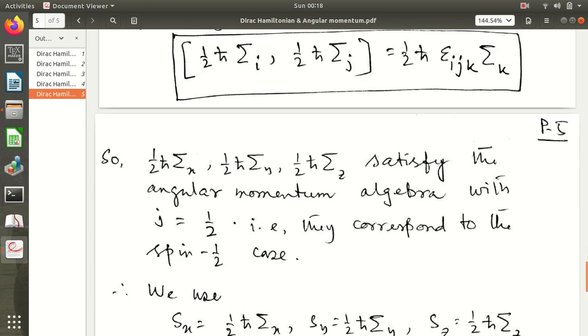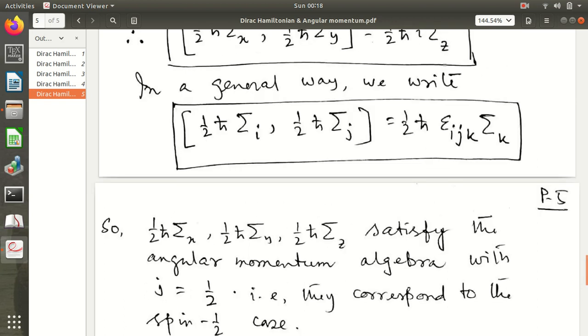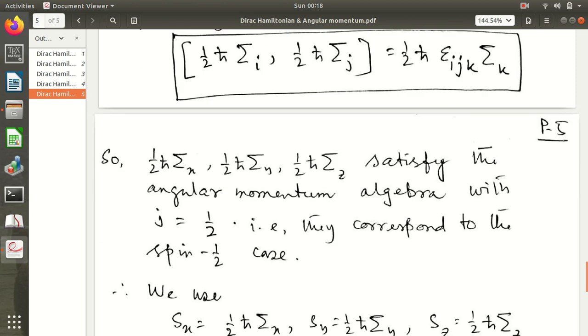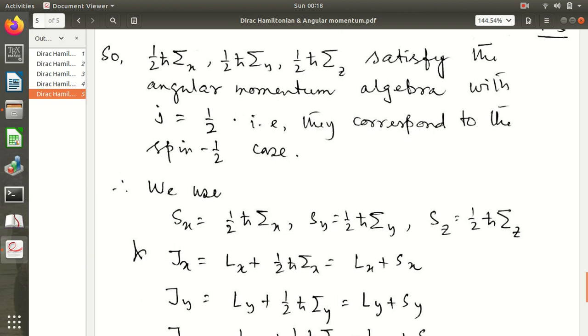This means that half ħ Σi and half ħ Σj satisfy the angular momentum algebra. They follow the angular momentum algebra with j equal to half. That means they correspond to the spin half case. So from the Dirac algebra, when we check which angular momentum component commutes with the Dirac Hamiltonian, it gives us directly the spin half case. That means electron spin comes directly from the Dirac algebra.